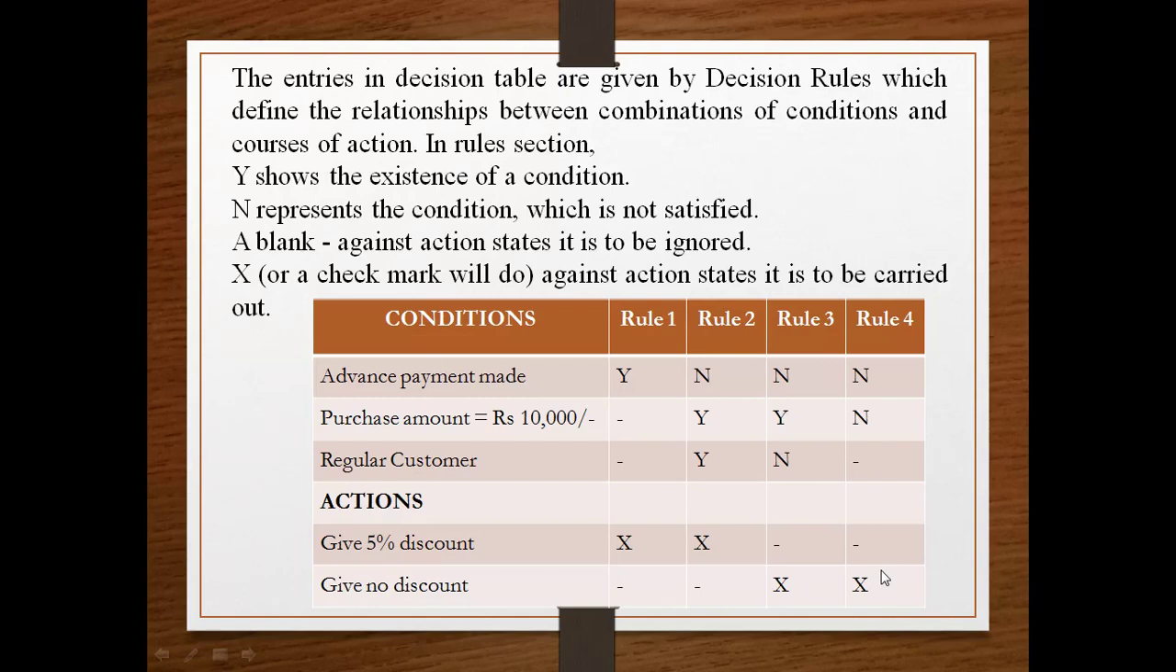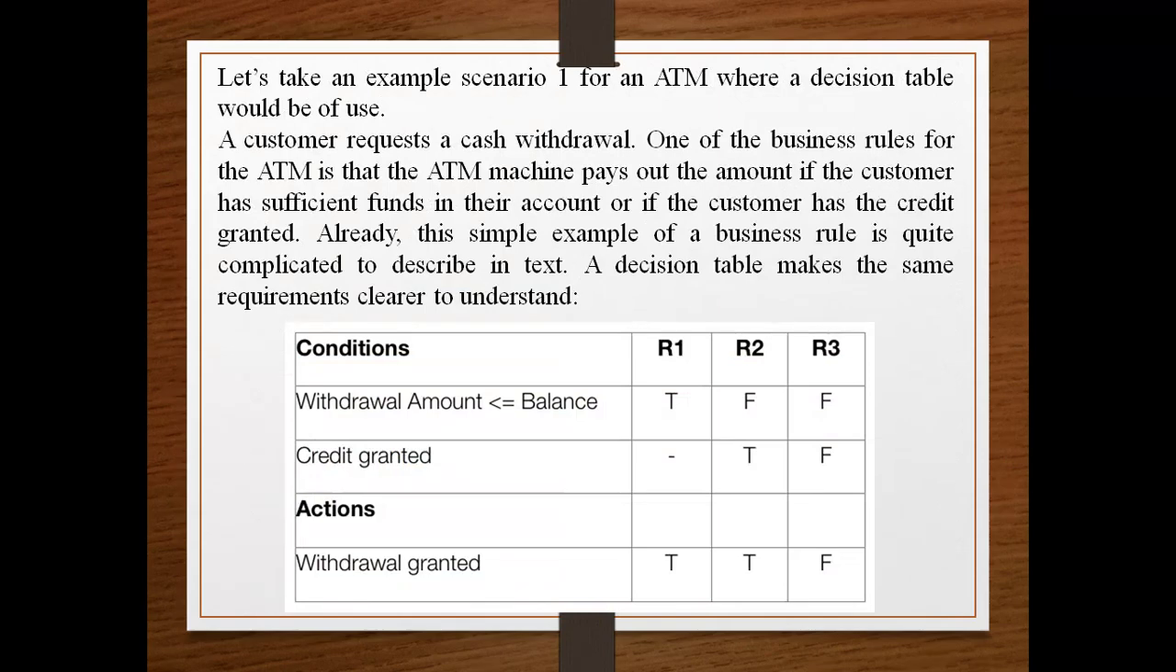So these are the rules and conditions, and if you see it, without reading the problem, we have identified the decision table and identified the actions and conditions. So this is very easy to understand and view things. Okay, let's go ahead. Let's take an example again for scenario 1 for an ATM.